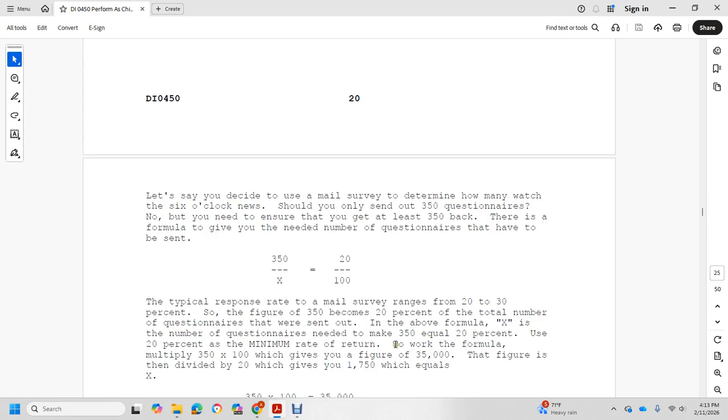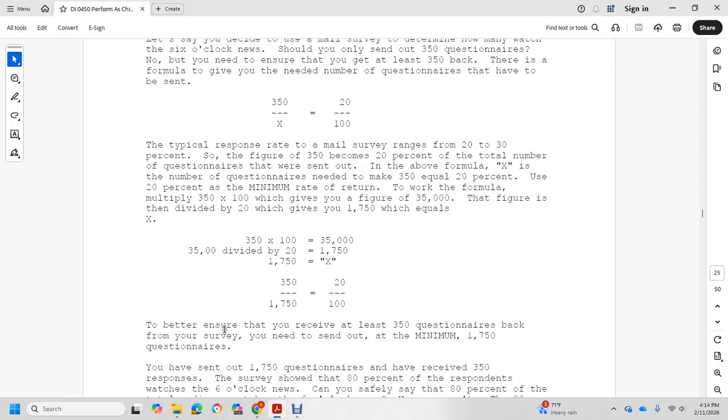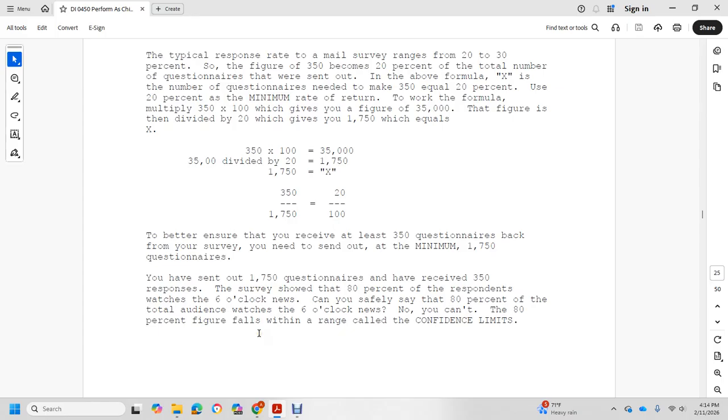Taking 20% as the minimum response rate, you work the formula: multiply 350 by 100, which gives a figure of 35,000. This figure is divided by 20, which gives you 1,750, which equals X. To ensure that you receive at least 350 questionnaires back for the survey, you need to send out a minimum of 1,750 questionnaires.